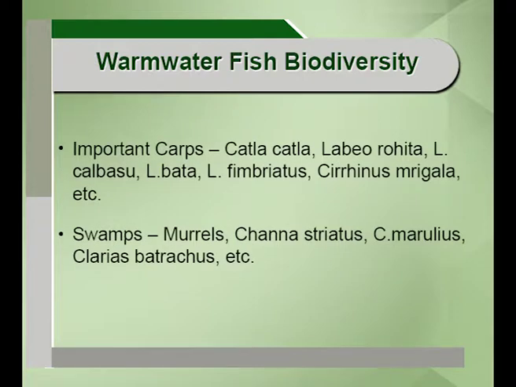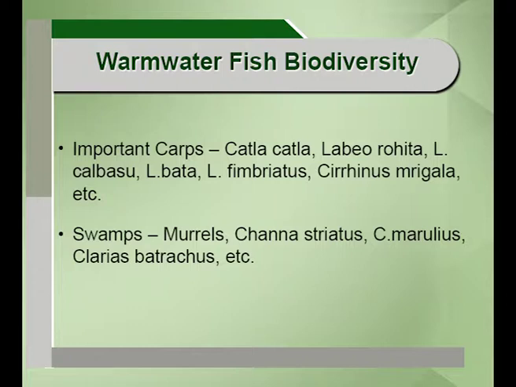Another important group of warm water species is the carps: Katla, Labeo rohita, Labeo galbasu, Labeo bata, Labeo fimbriatus. Labeo fimbriatus is a very important species as far as the peninsular region is concerned. And Cirrhinus mrigala, there are so many species. These are the group of carps that you find in the warm water fish biodiversity.